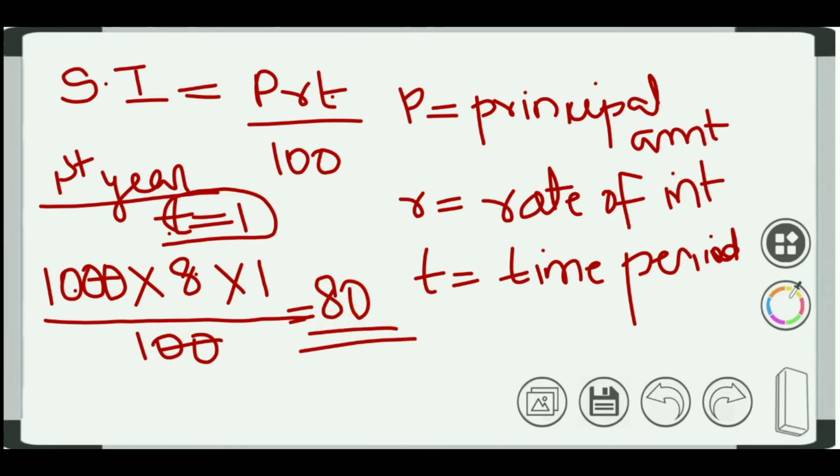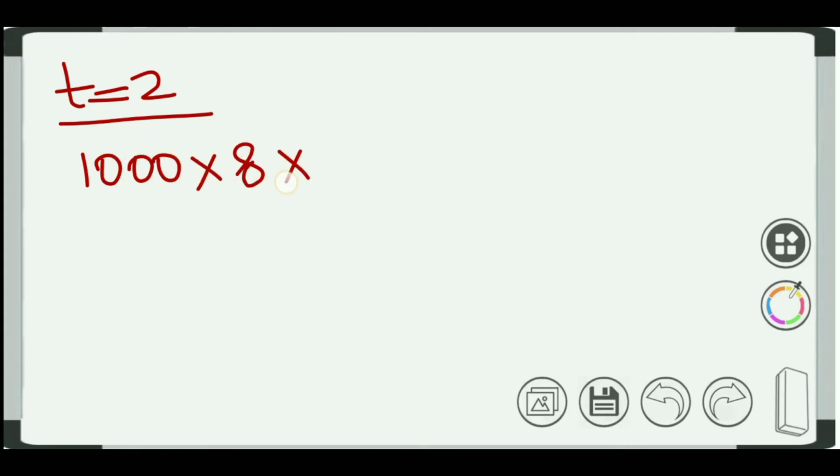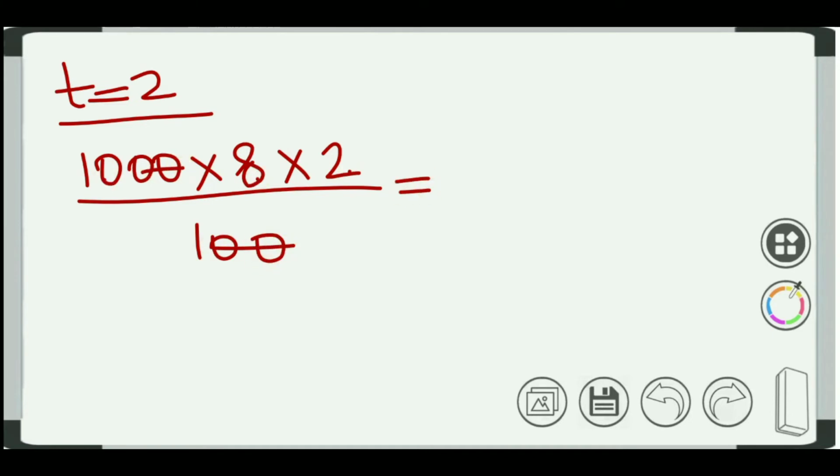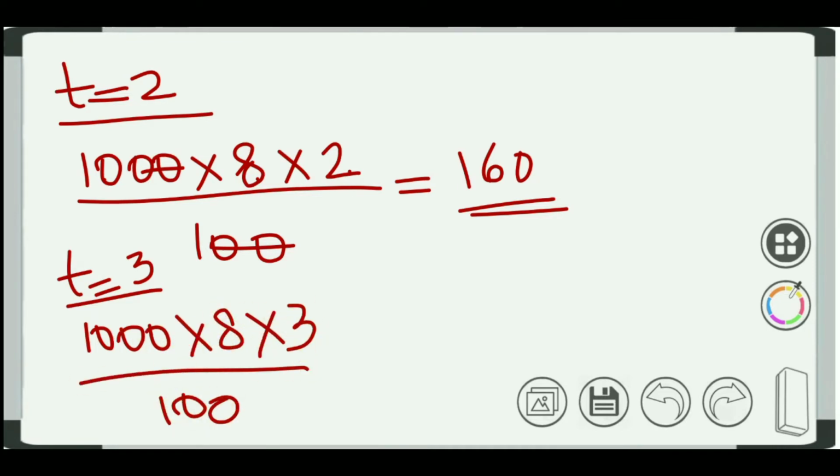Now we'll take the second year. Second year means you'll take t is equal to 2. PRT by 100. P is 1000 into rate of interest 8 into t 2 divided by 100. 8 into 2, 16. 16 into 10, 160. Now we'll see the third year. 1000 into 8 into 3 divided by 100. Zeros cancelled. 8 threes are 24, into 10, 240.